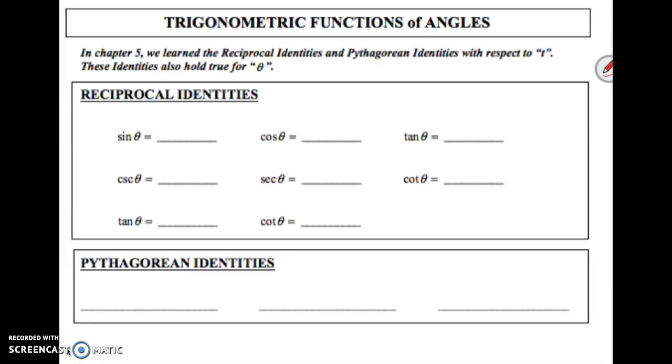This is Precalculus, section 6.3, day 2. We're discussing trigonometric functions of angles. So in chapter 5, we learned the reciprocal identities and Pythagorean identities with respect to t. These identities also hold true for theta.